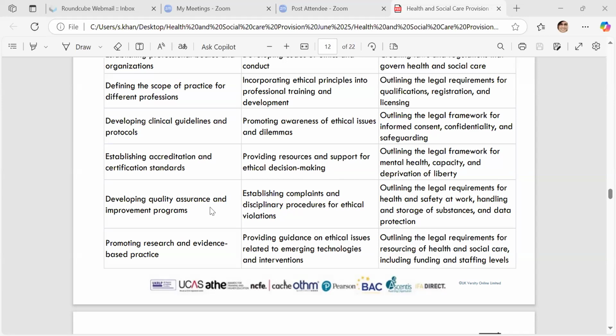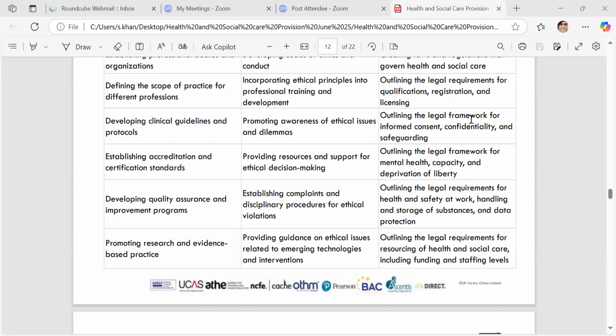Developing quality assurance. We have to make sure that our complaints procedures and our disciplinary procedures are all established and put in place, and there are legal requirements, making sure that there's health and safety at work, and manual handling of substances is all adhered to. Ethically, all this needs to be put in place.